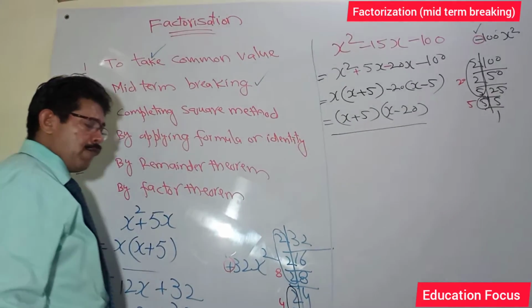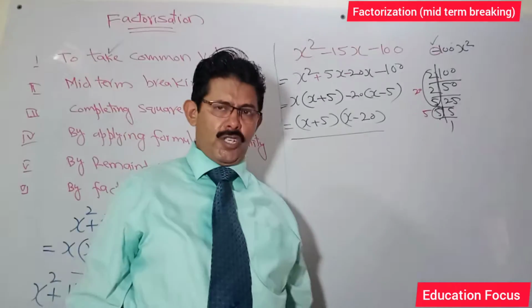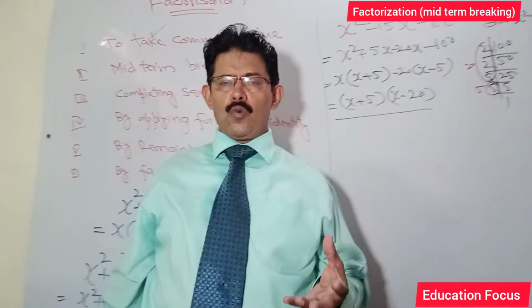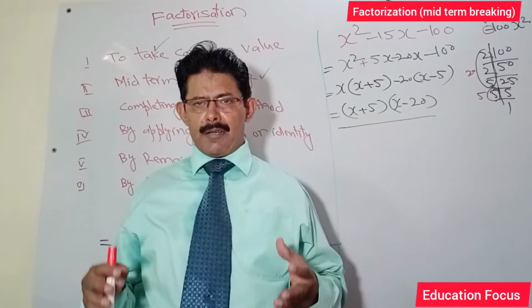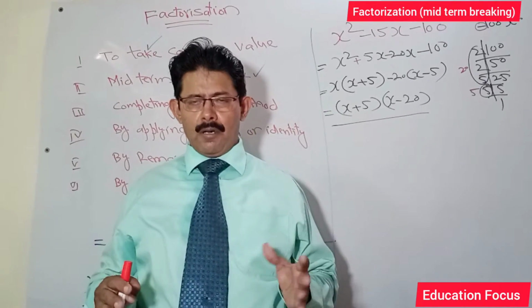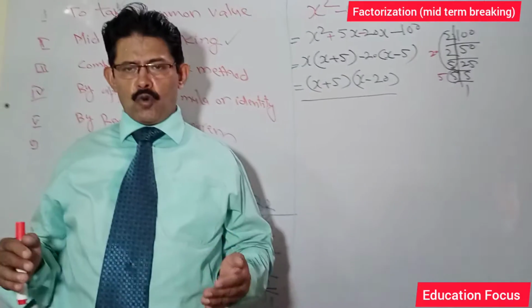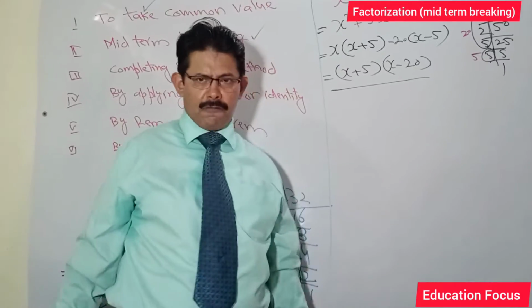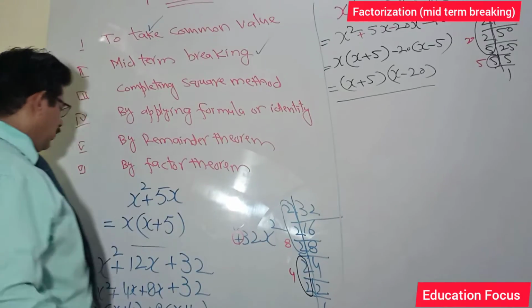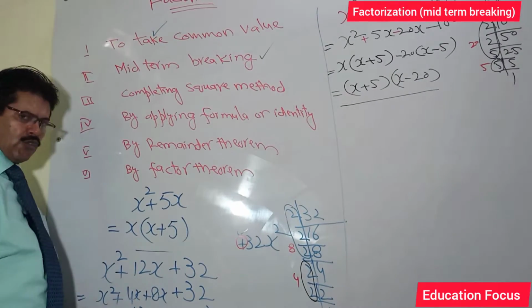First of all, I will define what's meant by factorization. Factorization means to split a value into its parts with respect to multiplication. Splitting a value into its parts with respect to multiplication is known as factorization. There are 6 methods of factorization.